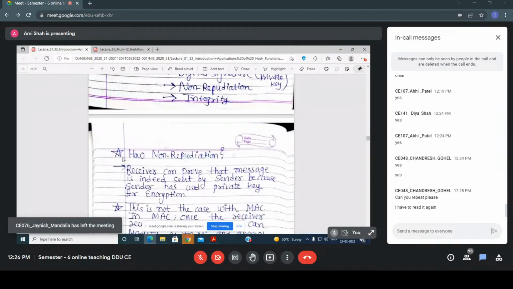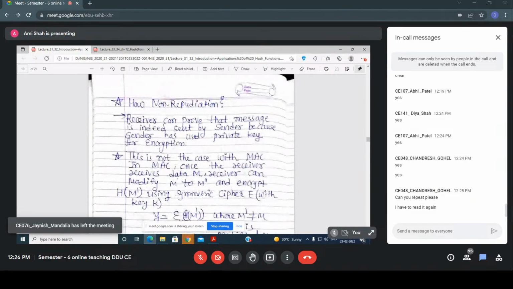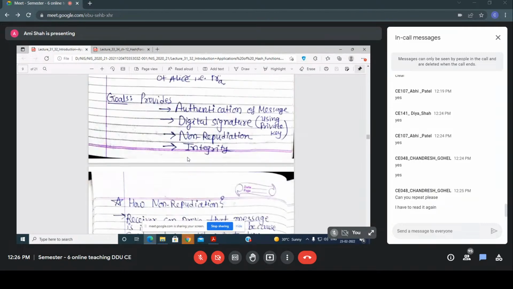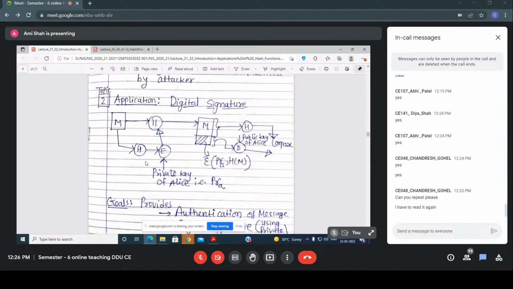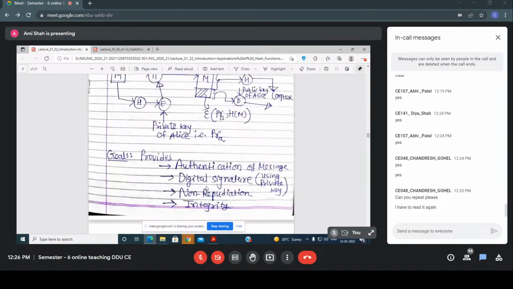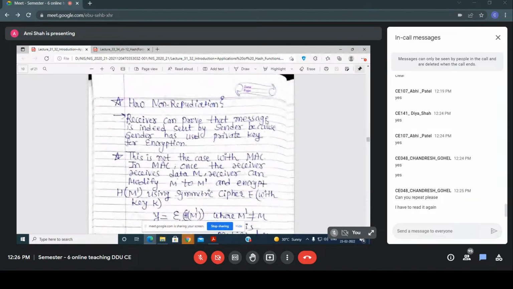So now see how non-repudiation works. In this case, the receiver can prove that the message is indeed sent by the sender, because the sender has used the digital signature. The receiver can prove that the message is sent by the sender only because the sender has used the private key for encryption. That's why the receiver can prove that the message is sent by the sender, right? So this is not the case with MAC.